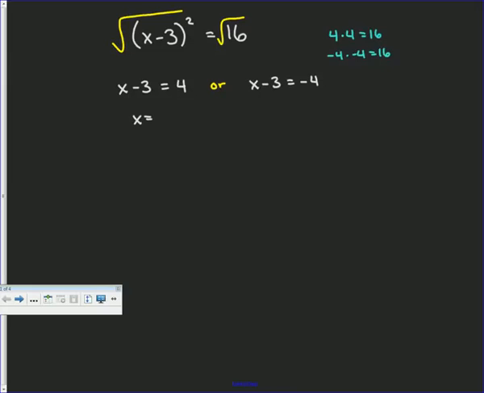On this side then, of course, x would be 7, and over here we would get negative 1. So 2 solutions that can happen here, because there's 2 ways to square a number and get 16.